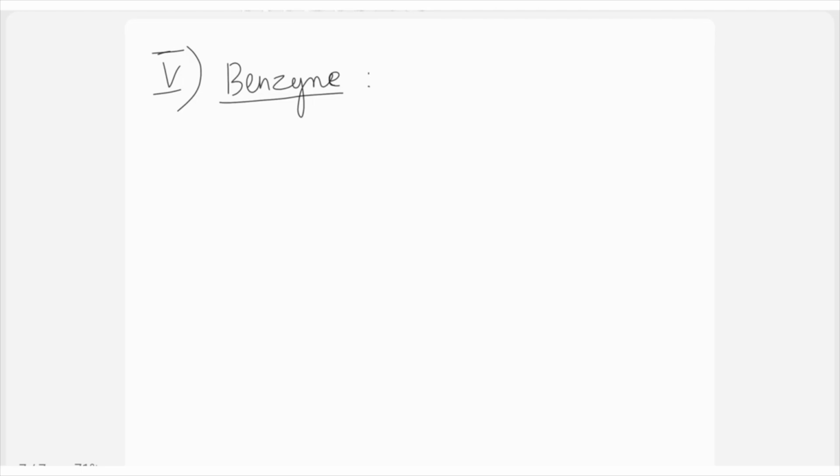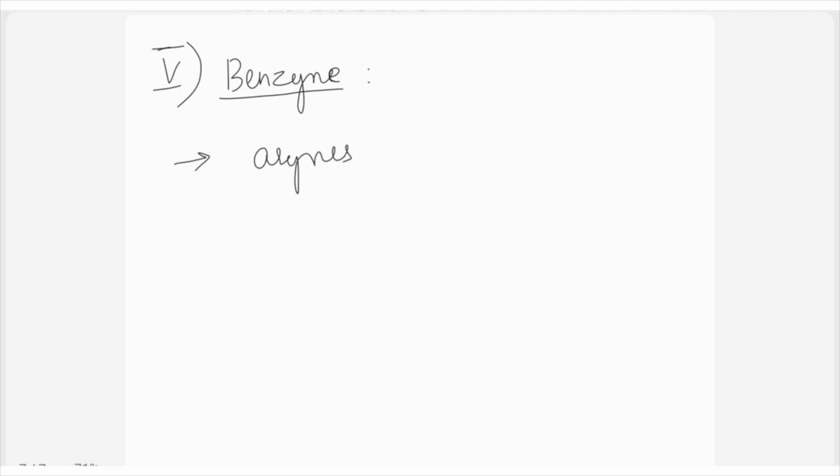The fifth and the last intermediate is benzyne. So benzyne comes under the category called arynes. Benzynes are generally categorized under arynes. Now what is an aryne? Aryne is an aromatic compound.